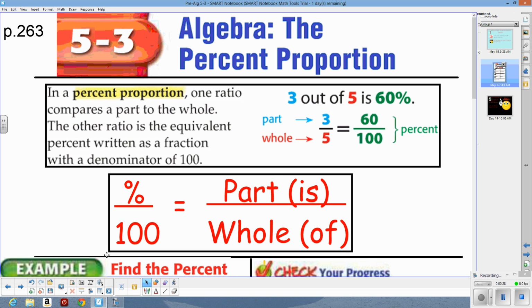Right here in this box, you'll want to make sure to have this in your notes. This is the percent proportion recipe, as I like to call it. You're always going to write the percent over 100, and that's going to equal the part over the whole. And the key words to look for when identifying the part and whole are the words "is" and "of."